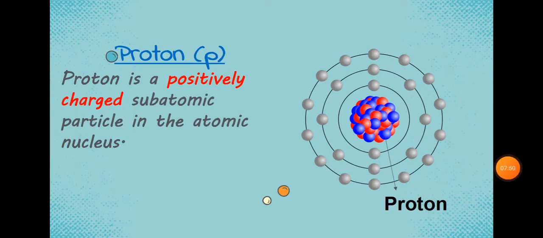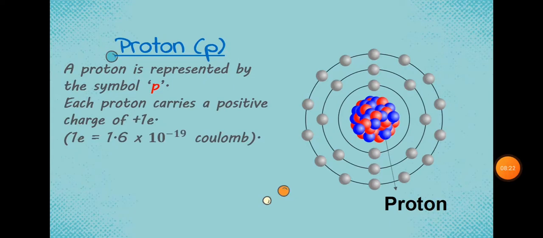The first one is protons. A proton is a positively charged subatomic particle in the atomic nucleus. Protons are always positive. Always remember, proton is positive. I'll give you a trick to remember whether proton is positive or negative: proton starts with P, so it is always positive.